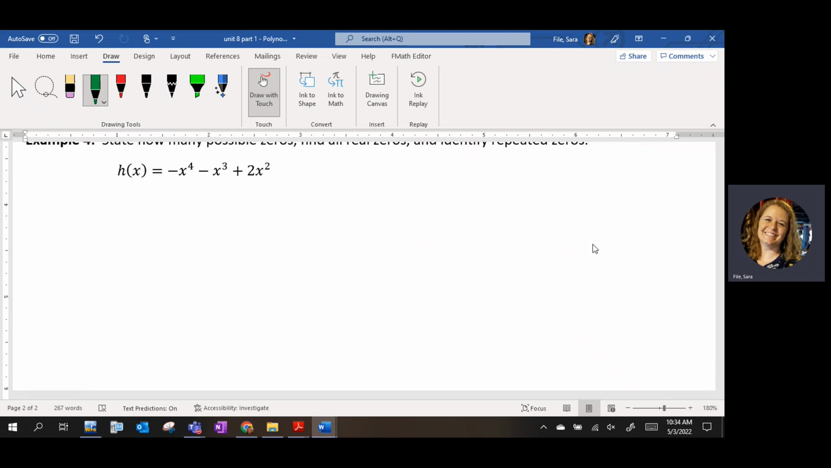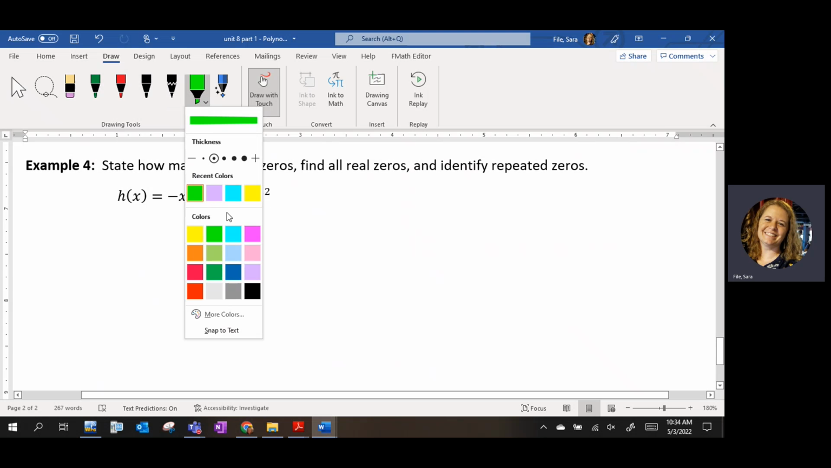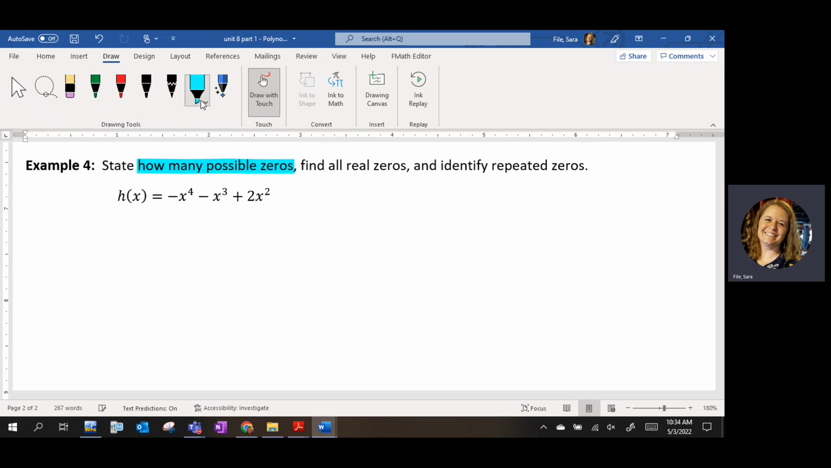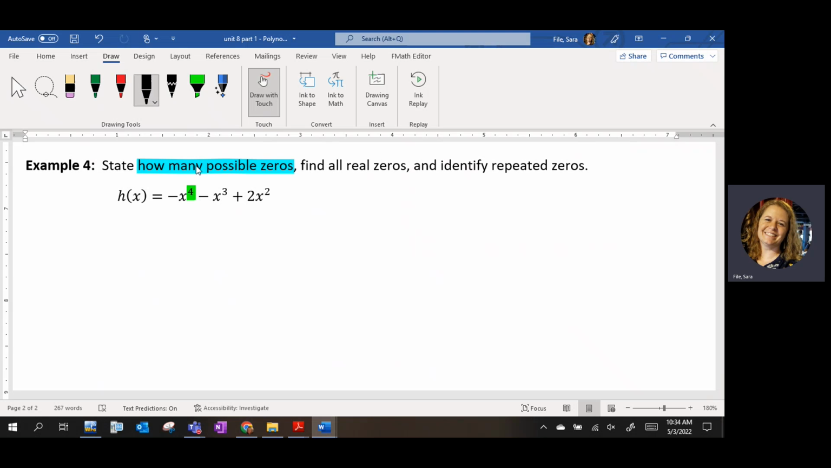All right, so let's look at this last example. It says to state how many possible zeros, find those zeros, and identify any repeated zeros. Okay, so how many possible? And that's because our degree is 4. So there are 4 possible zeros. Now I'm going to find them by factoring. I'm going to set this equal to 0, and I'm going to factor.